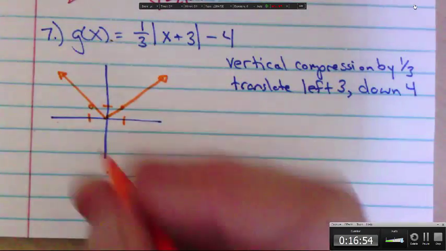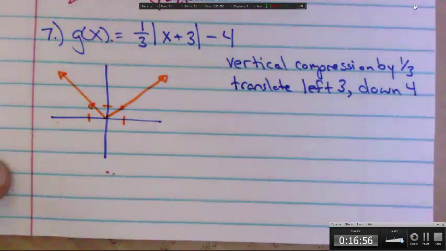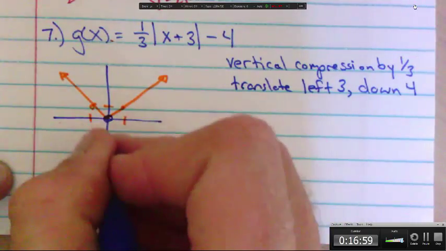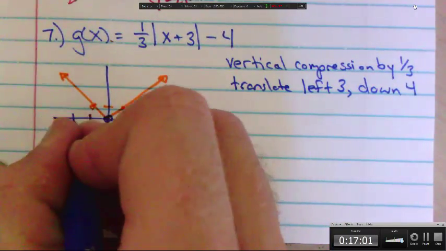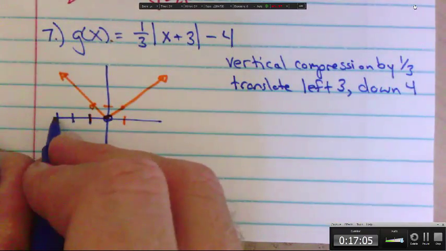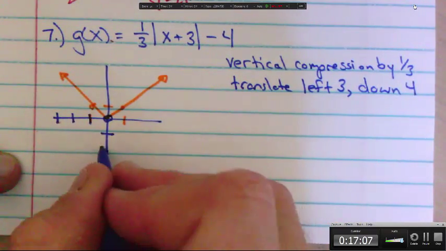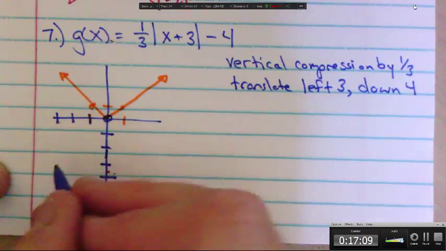And we're going to move it left 3. So we're going to take this origin point, move it left 3. So we have 1, 2, 3. So we're now at negative 3, and we're going to go down 4. 1, 2, 3, 4.